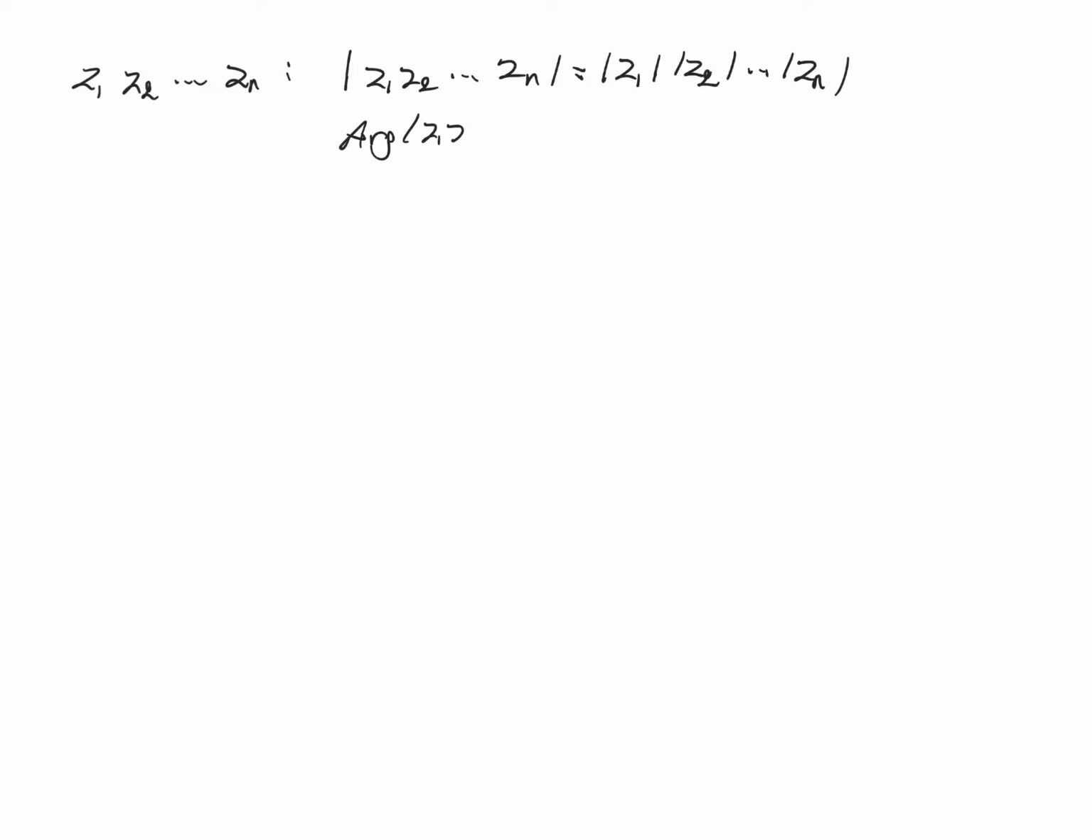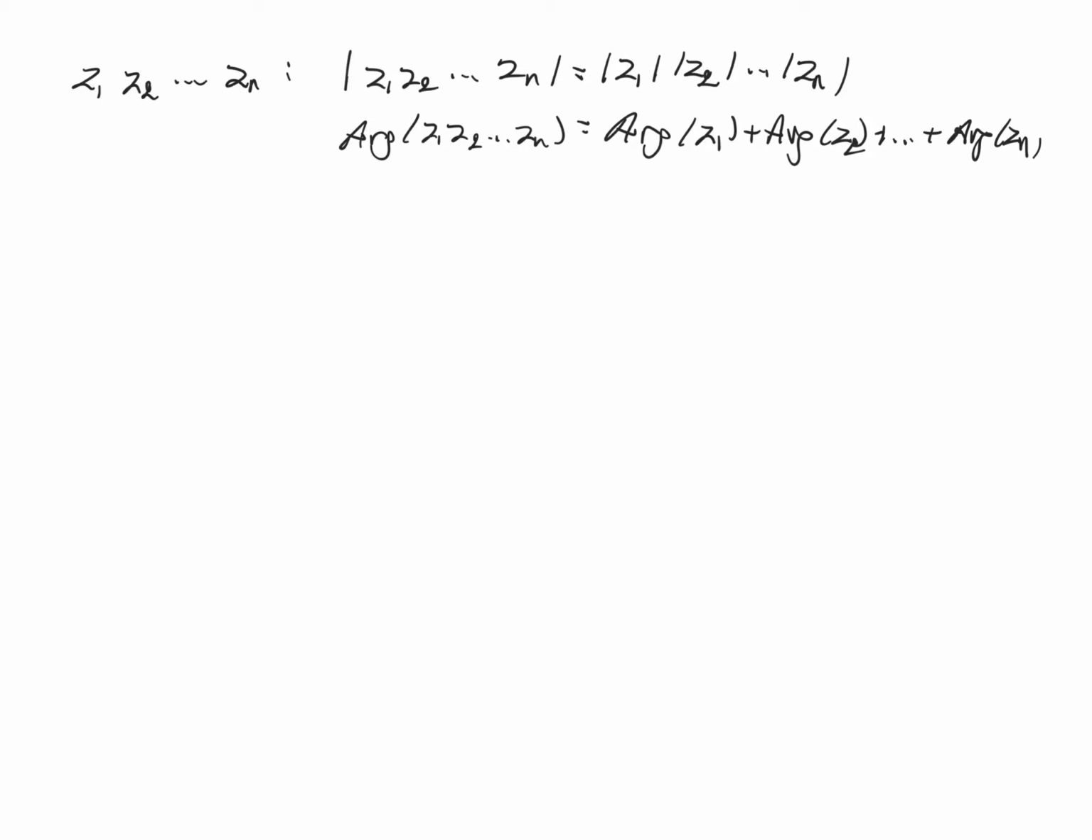So if we have a multiplication of n different complex numbers, so we have z1 times z2 up to zn, then the modulus of this product is just the product of all the separate moduli, and the argument of the product is the sum of the different arguments. So it's the argument of z1 plus the argument of z2 and so on up till the end.